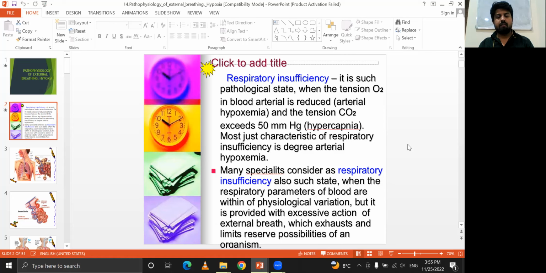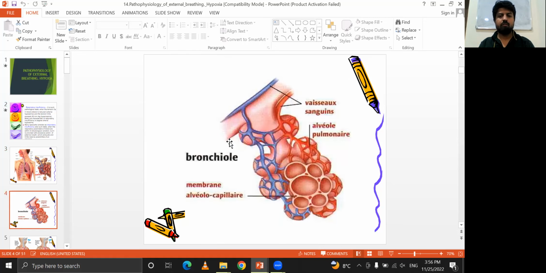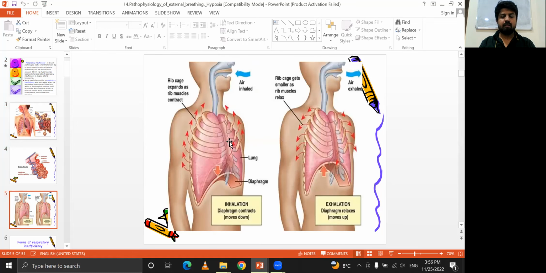Like many other specialties, respiratory insufficiency also refers to a state where the respiratory parameters of the blood are within physiological variation. This is the anatomical structure of the respiratory system: the lungs, the bronchioles, the alveoli, the capillaries, arteries, and veins of the lungs. This is the bronchiole, and this is the inhalation, the movement of the diaphragm, and the movement of the diaphragm in exhalation.